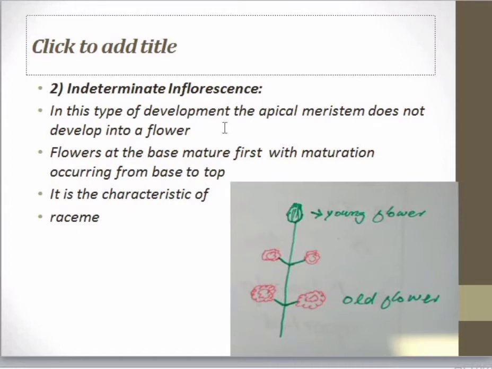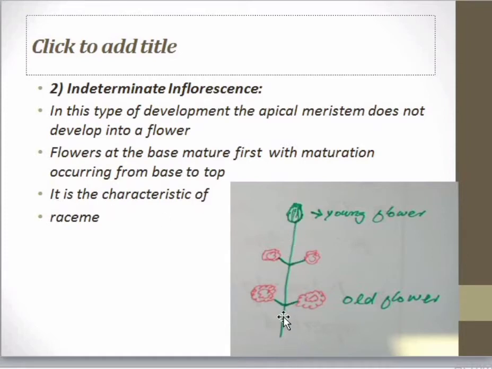Another one is indeterminate inflorescence. In this type of development, the apical meristem doesn't develop into a flower. Flowers at the base mature first, with maturation occurring from base to top. It is the characteristic of raceme.